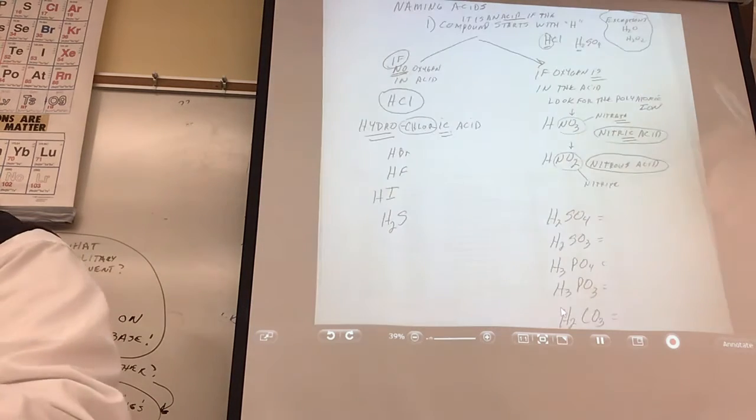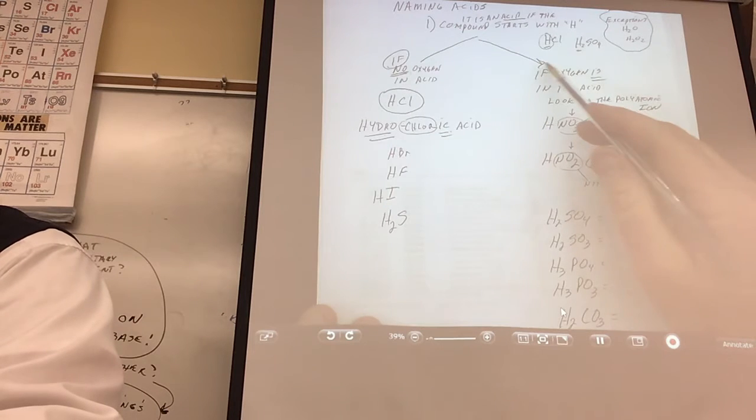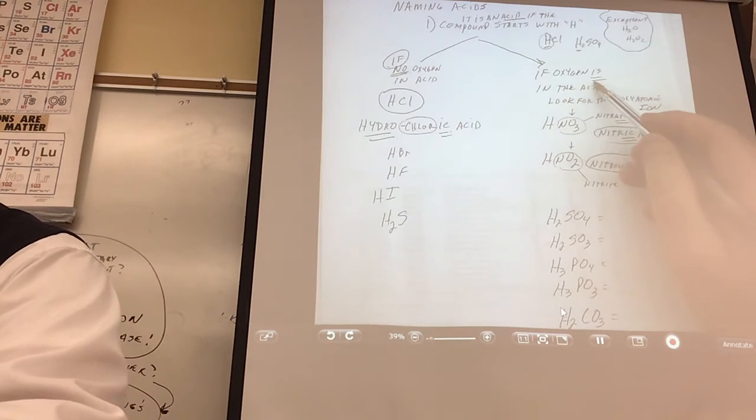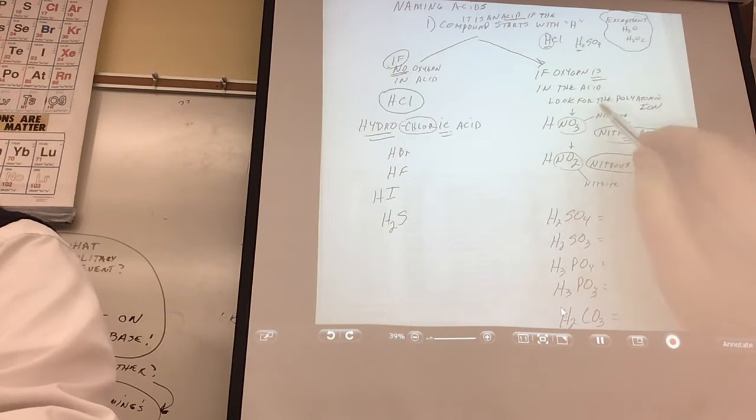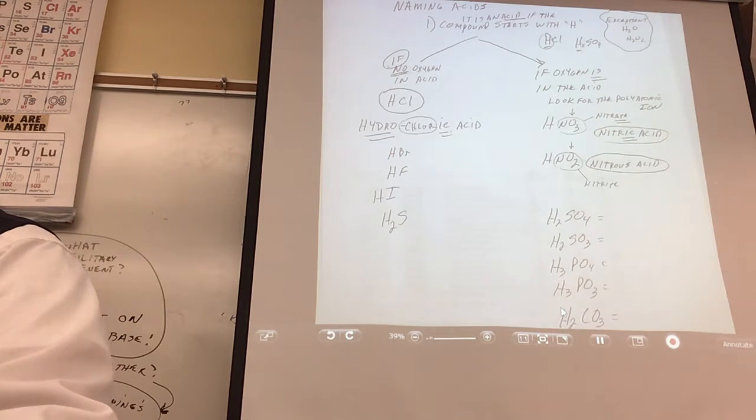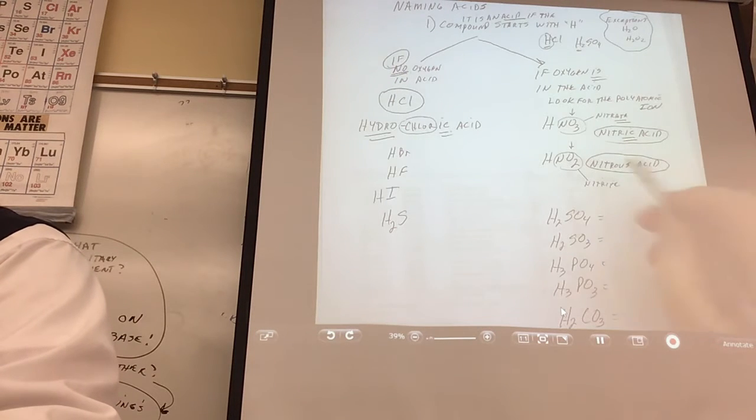Now, let's go to the other side. Here's your brain. What if you're an acid and there is oxygen? I got some good news for you. If it's got oxygen in an acid, it's got a polyatomic ion that has oxygen in it. And that's why you had to know your polyatomic ions, right? Now, look at these two here. These are my two models here.